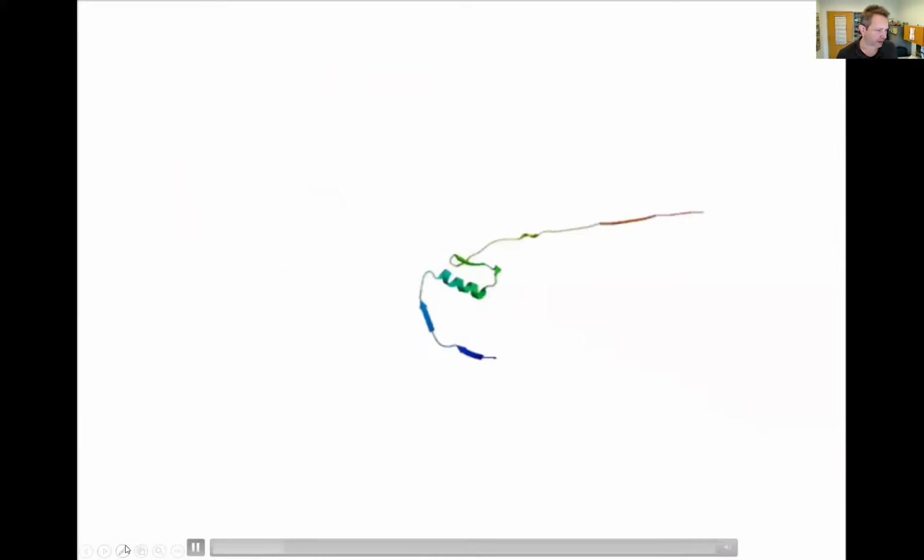But I show you here one of those folding trajectories. So this is starting from an elongated amino acid chain. Starting from an elongated chain, and you see how it folds. The rainbow colored amino acid chain, that's the simulation.